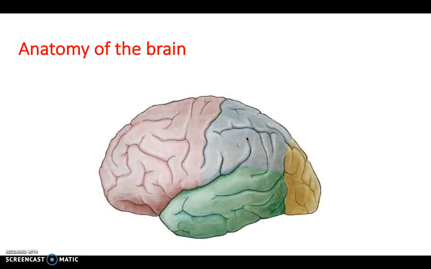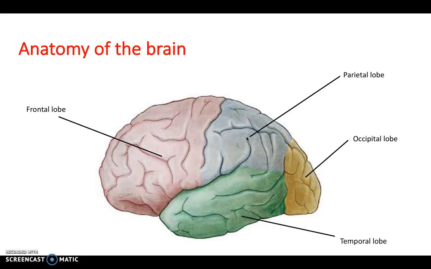So first we're going to go through all the anatomy of the nervous system, and there's quite a lot of it. So let's start with the brain, right at the top of the nervous system. The brain can be subdivided into several different lobes: the frontal lobe, the parietal, the occipital, and the temporal. And these regions all have different functions, which we'll explore again a little bit later on.